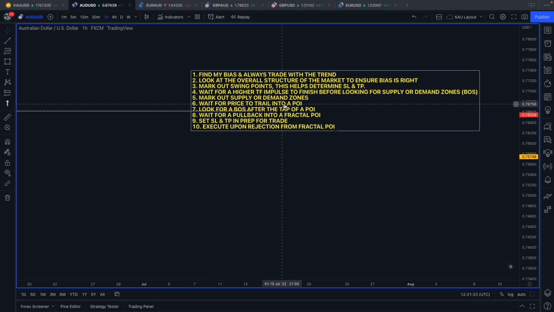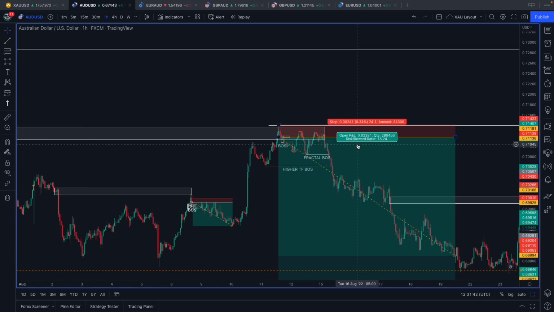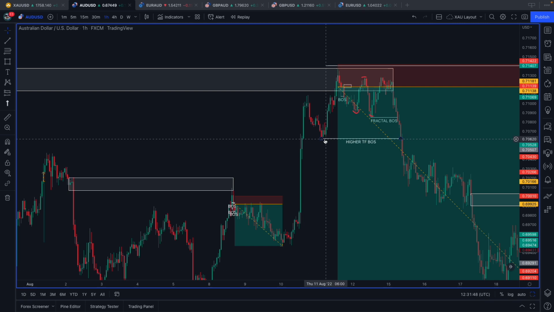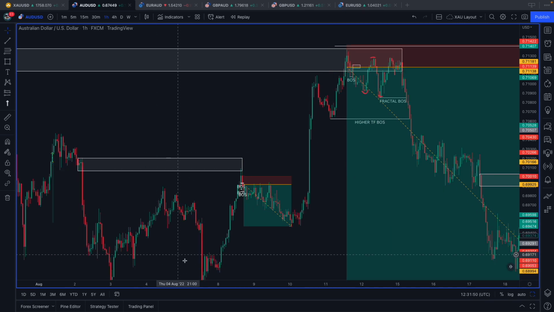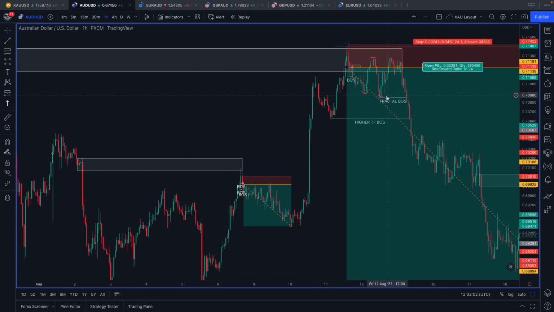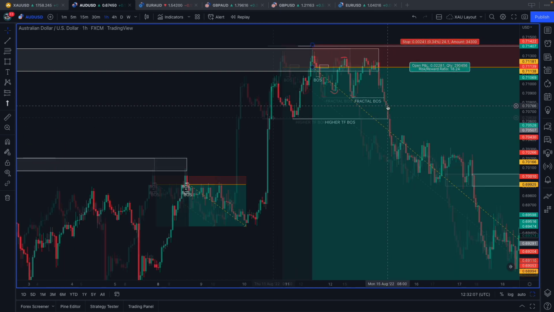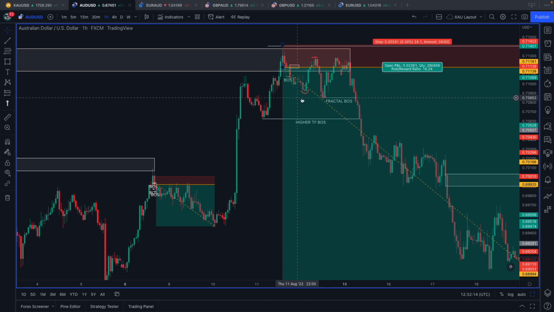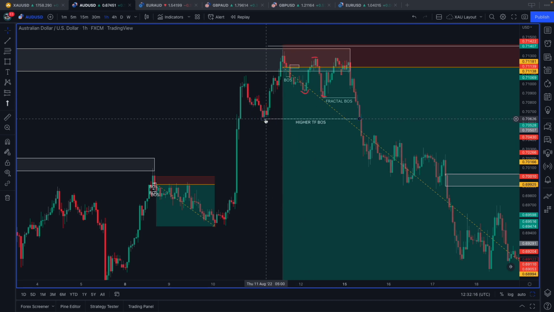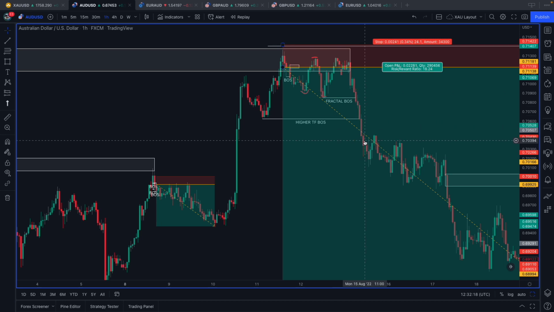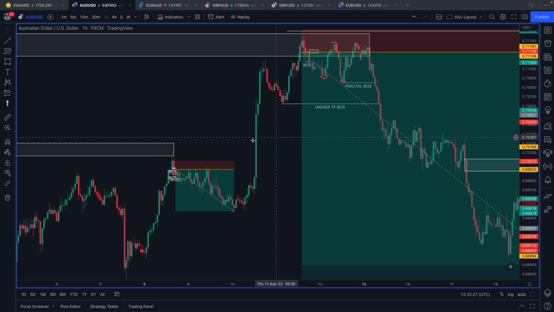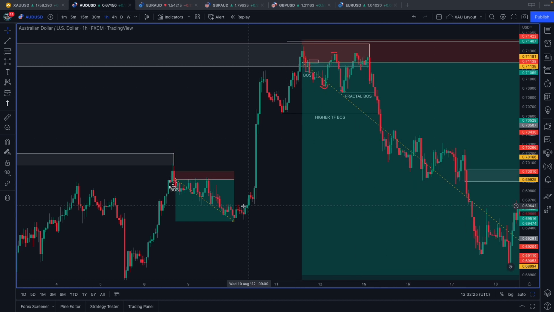So if we look through our list, we have gone through step 6. We have waited for price to trail into our point of interest. Now we need to look for a break of structure after the tap of a POI. If we just go back to this, we can see here, this is the last higher time frame structural low within this corrective wave. And this here is the last fractal structural low within this corrective wave, okay? So what we do essentially is highlight these lows, these protected lows, as I have done, and wait for price to trail below them. This would then tell me that this corrective wave that has taken place has finished and the new impulsive one is underway.